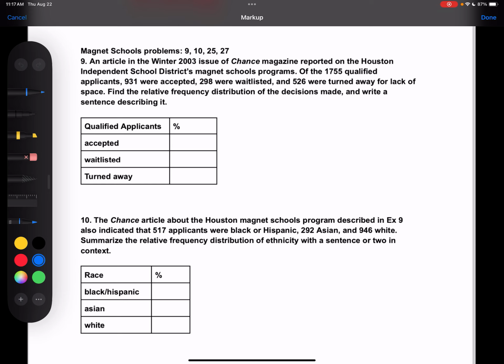You would set the numbers over 1755, each different one. Yep, so 931 over 1755. And then this one, 298 over 1755. And then the last one, 526 over 1755. And again, just for the sake of time, I'll give them to you. This one comes out to 53%. This one comes out to 17%. And the last one is 30%.